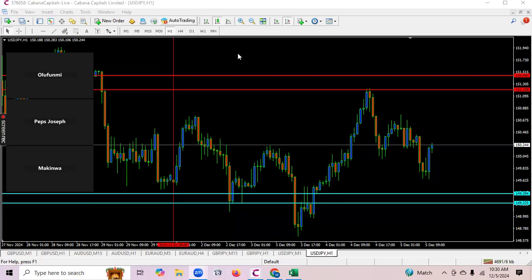So that's it for USDJPY. Then let's look at gold. I think gold will be the last instrument we'll be looking at. We've looked at every other pair, so gold will be the last instrument. Let's look at gold.